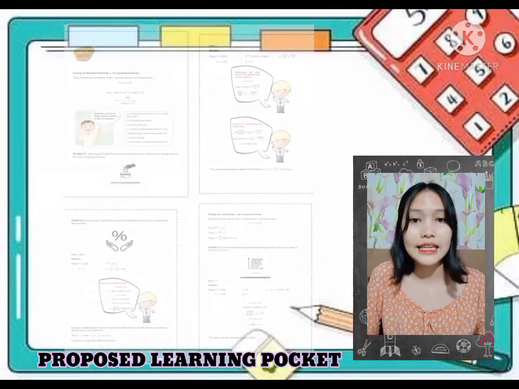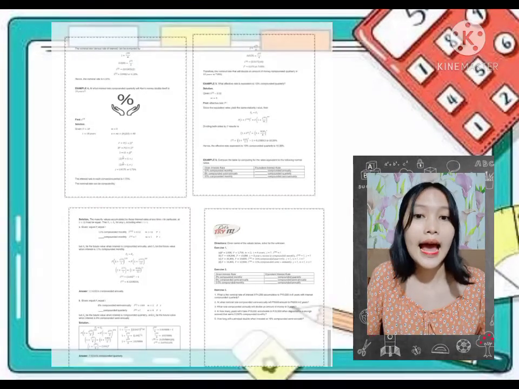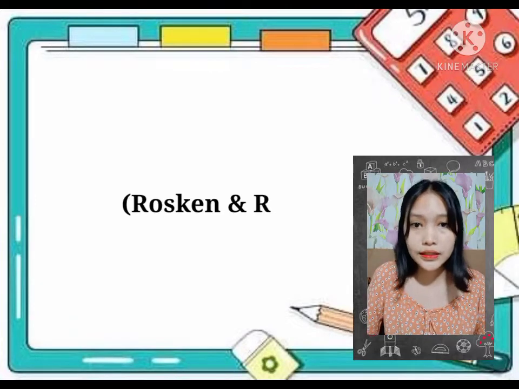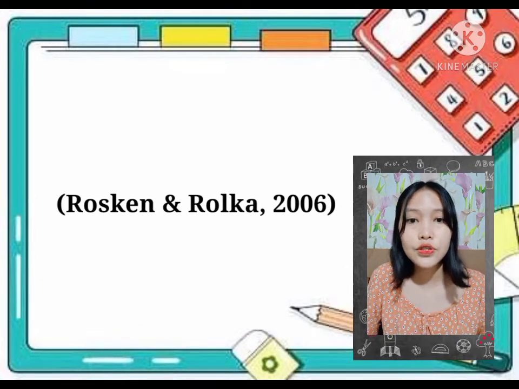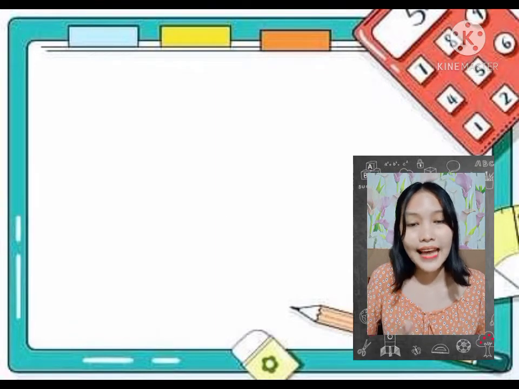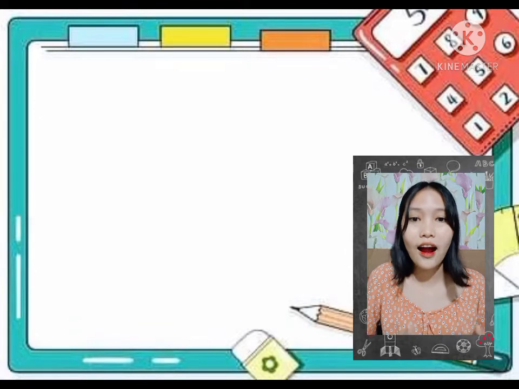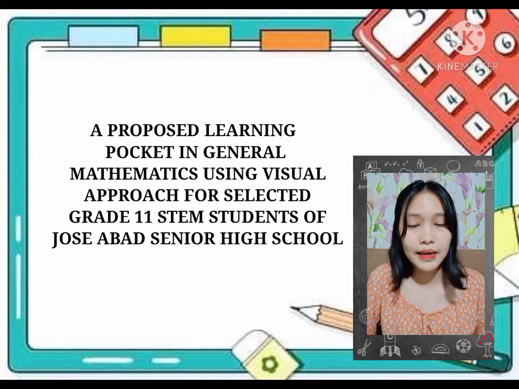It leads us to the concept of applying visualization in a learning packet, as according to Roskin and Rolka 2006, visualization can be a useful technique for solving mathematical problems. That's why we entitled our research A Proposed Learning Packet in General Mathematics using Visual Approach for selected grade 11 STEM students of Jose Abad Santos Senior High School.